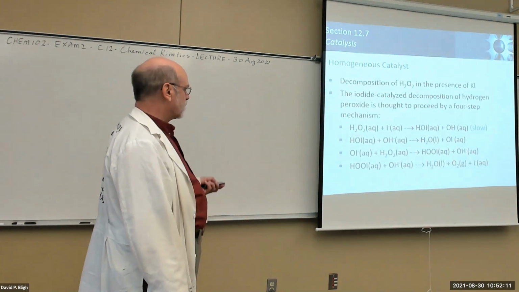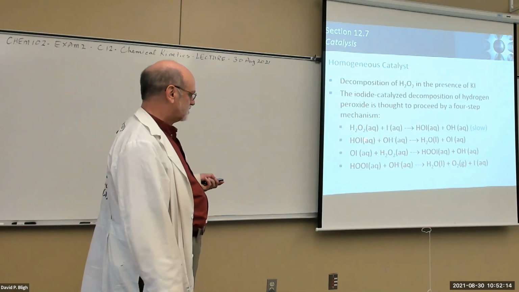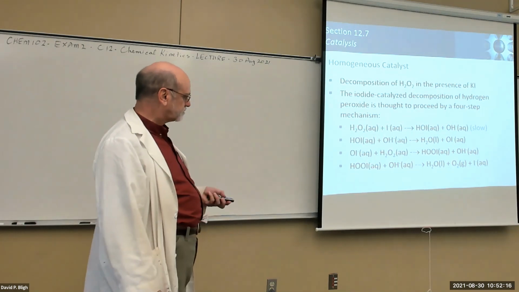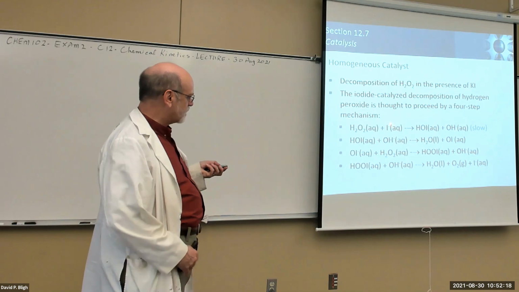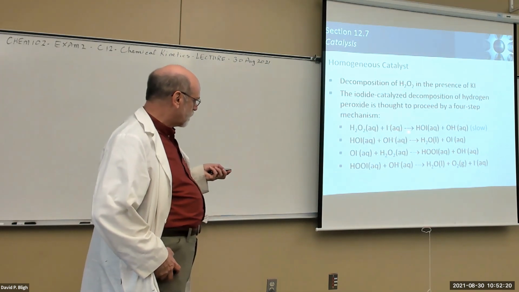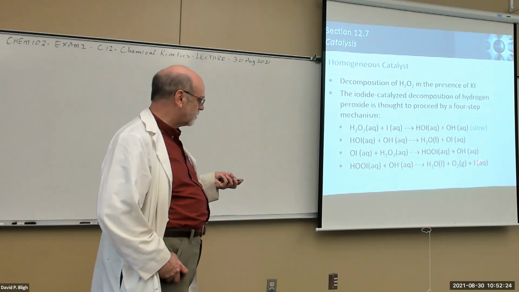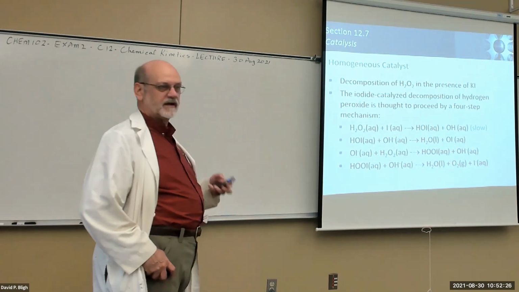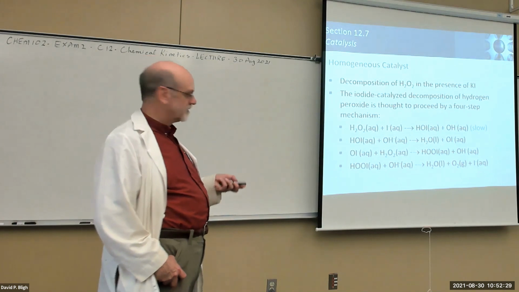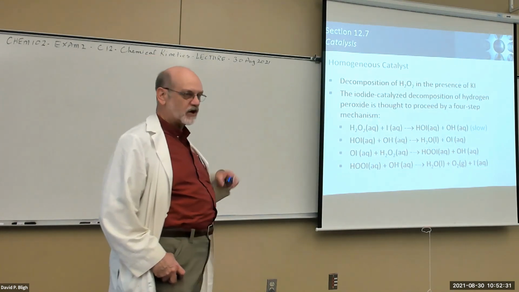Okay, so this is a proposed mechanism for what we just saw. Right? It's got 4 steps in it. And you notice that the iodide comes in this side, goes down here, down here, down here, and spits out right here. So it comes in here, it goes out there. That's how you identify the catalyst. It comes in one side, goes out the other side, unchanged.